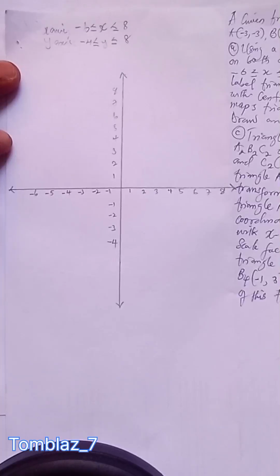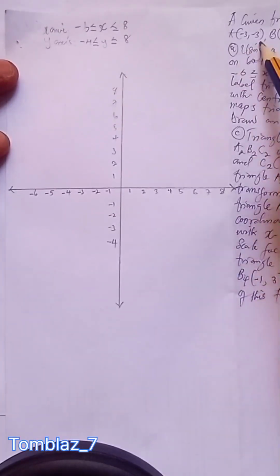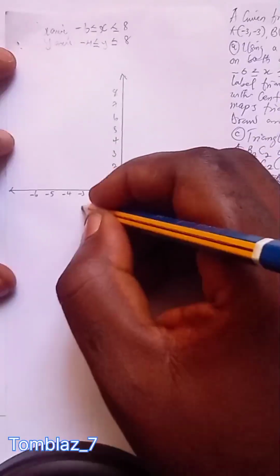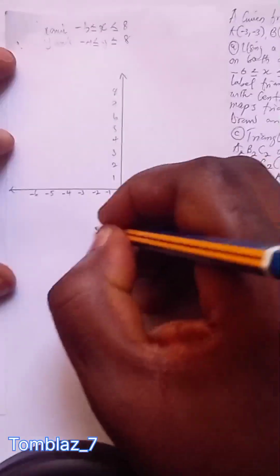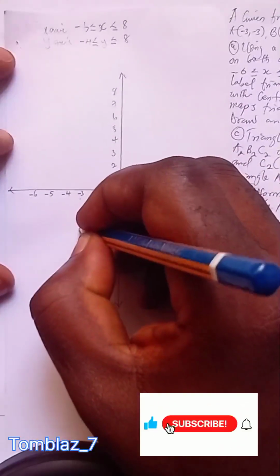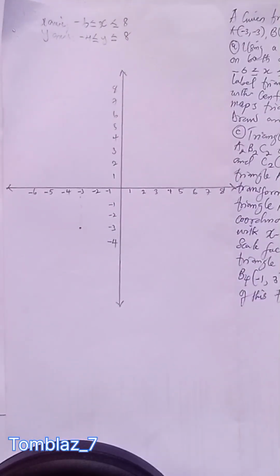So the coordinates for A is minus 3 and minus 3. So let's pick minus 3, minus 3. So x is minus 3, y is minus 3. So if you trace it, you're going to meet here, right? Okay, so that's for A.